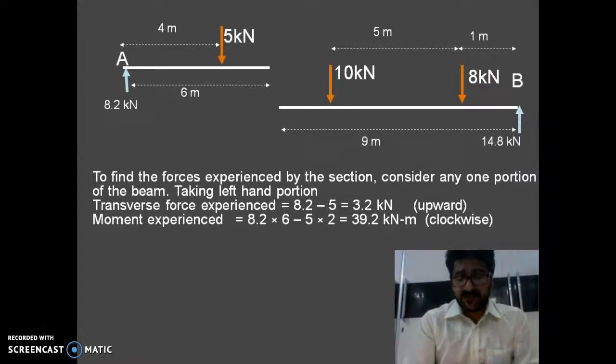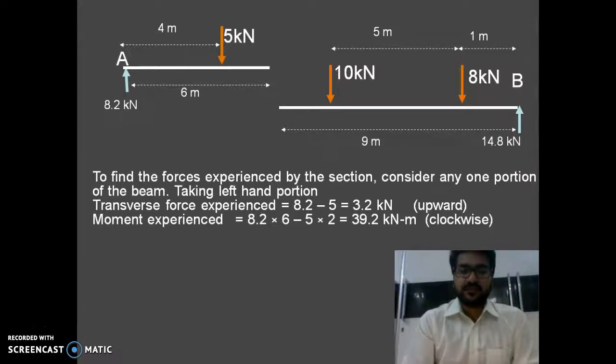Moment, as I stated earlier, is nothing but force into perpendicular distance. So at the point where the cross section is cut, I want to know the moment over there. From the left hand side, you can see there are two forces, 8.2 kilonewton and 5 kilonewton. Both will generate moment as per their magnitude. So calculating moment, first moment will be 8.2 kilonewton into 6 meter, and this direction will be clockwise, and the other moment will be 5 kilonewton into 2 meters.